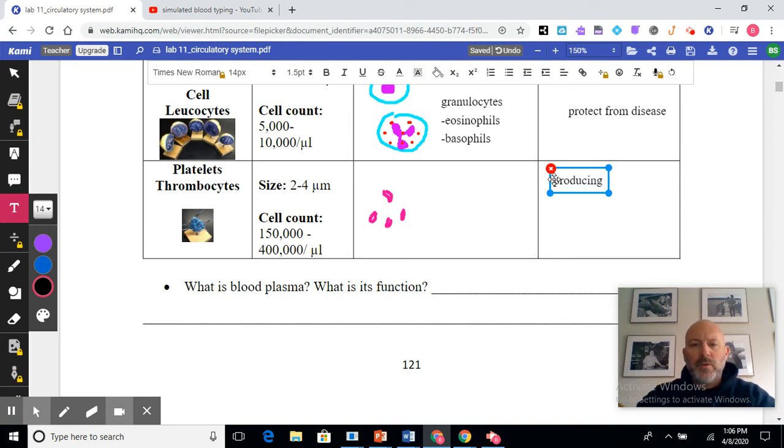Remember, thrombocytes stop bleeding when you're bleeding, right? They go through some type of enzymatic reaction where they produce fibers, and these fibers latch onto red blood cells and they create a dam, and that stops the bleeding. Produces blood clots.